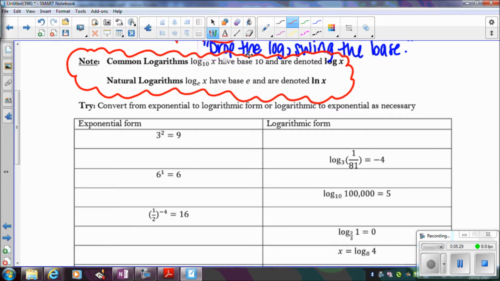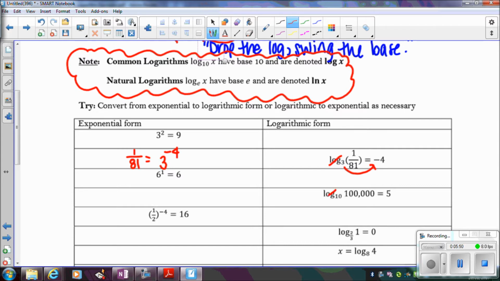So just to kind of highlight that saying again, drop the log, swing the base. So if I'm trying to get this into exponential form, I'm dropping the log and I'm swinging the base. So that means it's going to be 1 over 81 is going to equal, so 3 gets raised to the negative fourth. So drop the log, swing the base.